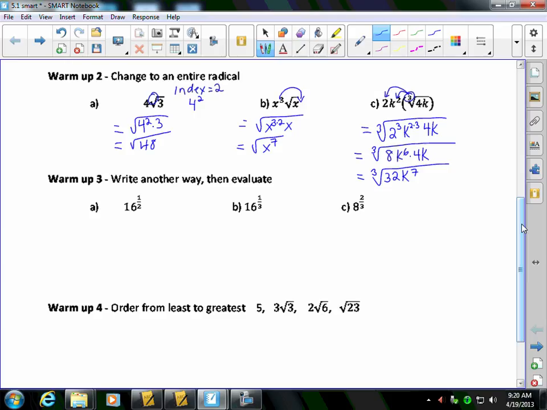Okay, warm-up number 3 says, write another way, then evaluate. So anytime you have a power that's a fraction, that means it's going to be a root. You're going to have it under the radical sign. This value here is what goes in the notch. So this becomes square root of 16, which when you evaluate is 4. And when you do square roots, you don't have to put the index value of 2. We always assume that just a root sign with no index is a square root.